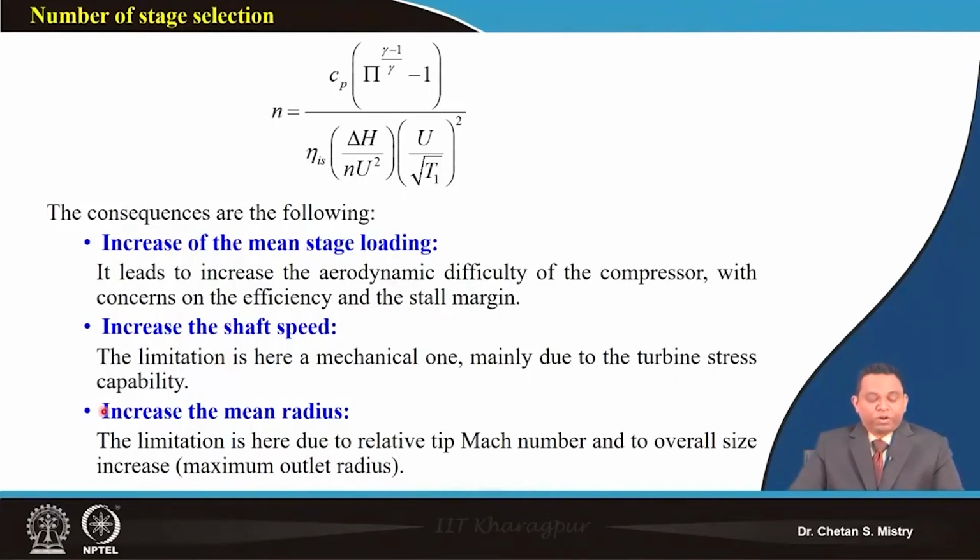The next option is to increase the mean radius. When we increase the mean radius, it may be possible that near the tip region the flow will become supersonic or transonic. When we have a constraint on the overall size, we cannot increase the diameter. Suppose we apply this concept to an aero engine for fighter aircraft, there the diameter is a constraint. So there we cannot think of changing this parameter.